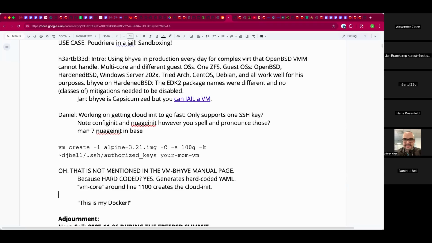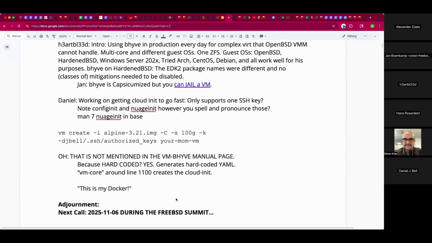Oh yeah, we got vm-bhyve working on the docs. Oh, that's a nice segue to my next topic. Thank you very much.